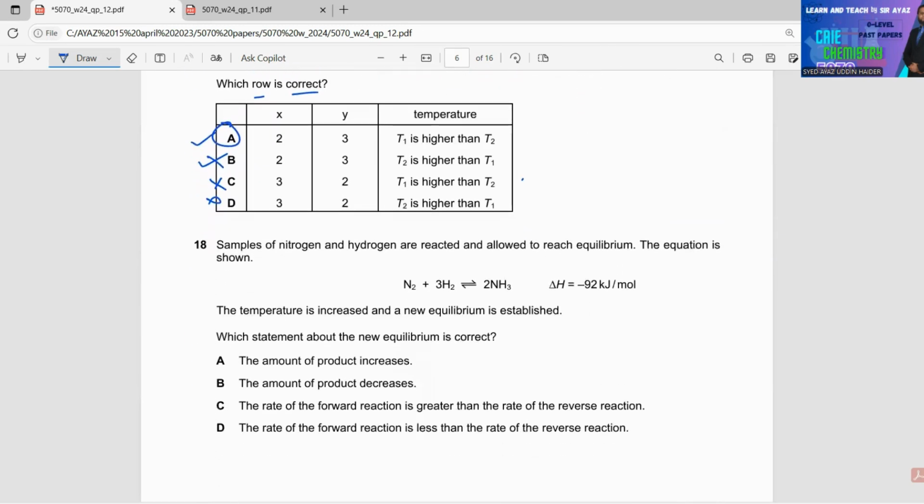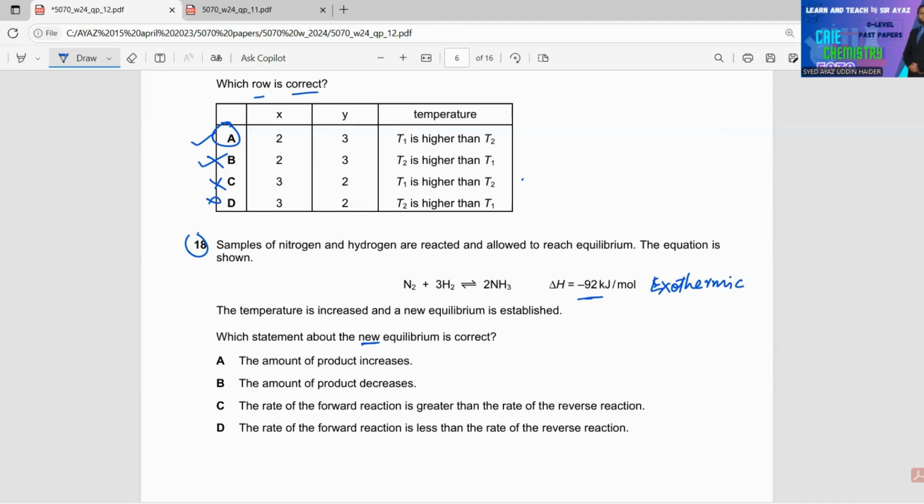Next MCQ, which is 80. Samples of nitrogen and hydrogen are reacted and allowed to reach equilibrium. The equation is shown. Here's the reaction equation between nitrogen and hydrogen gas to produce 2 moles of ammonia gas. It's an exothermic reaction. If you look at the sign of delta H, it's minus, which means that's exothermic. The temperature is increased and a new equilibrium is established. Which statement about the new equilibrium is correct?